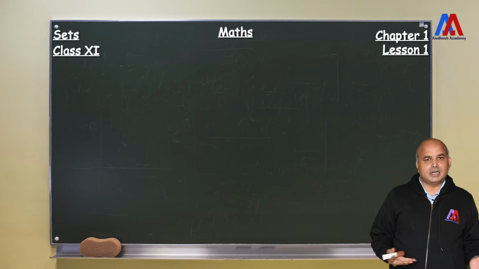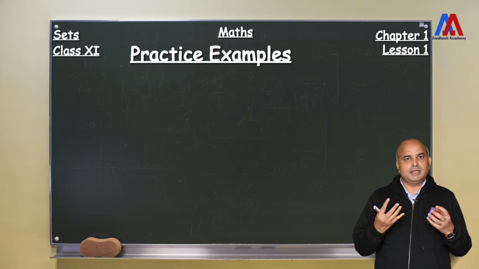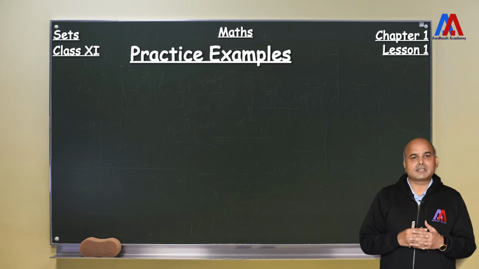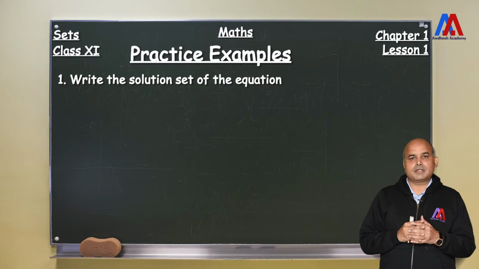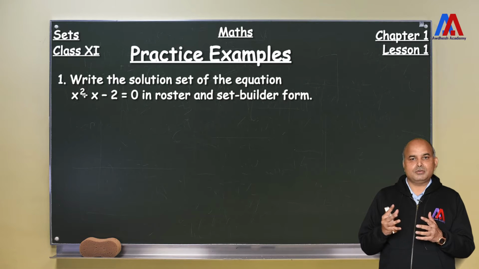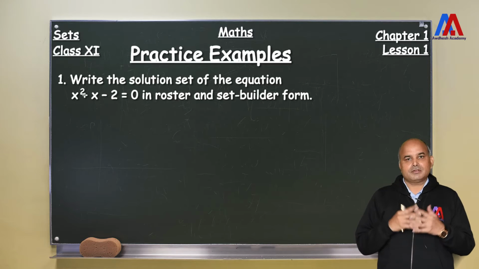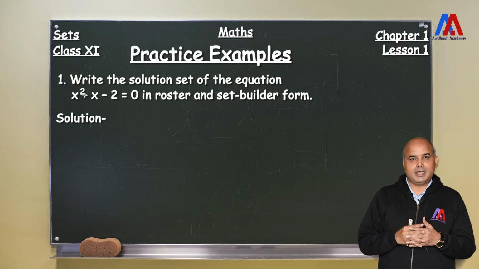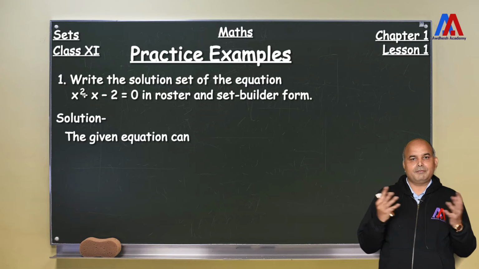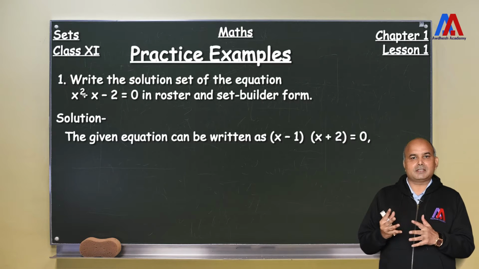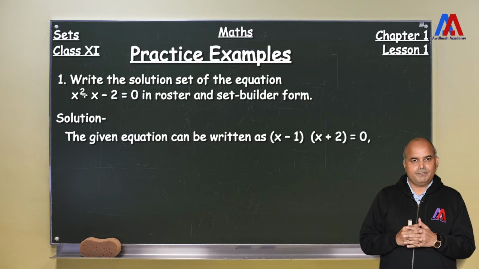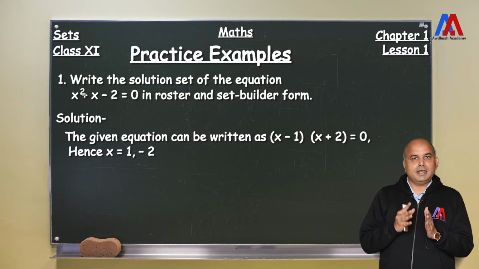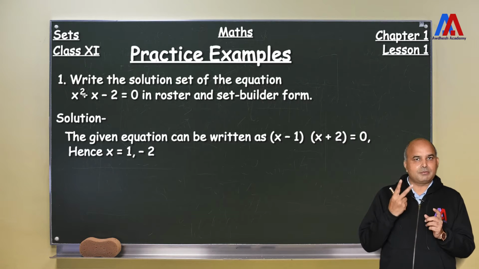Now we'll take certain examples and try to explain the concept of set. Let us take the first example. Write the solution set of the equation x square plus x minus 2 equal to 0 in the roster and set builder form. So first of all we have to solve this equation, and when we solve it we factorize it, and we write (x minus 1)(x plus 2) equal to 0. So it means that x has two values, 1 and minus 2, and so the set will have two elements.